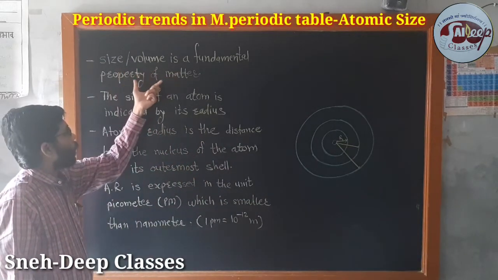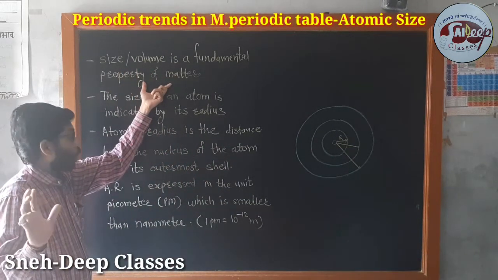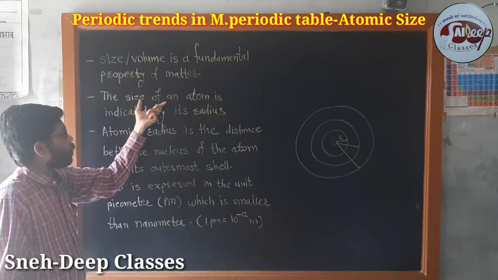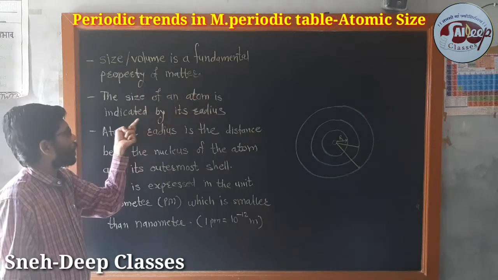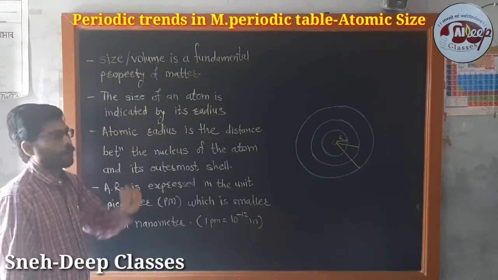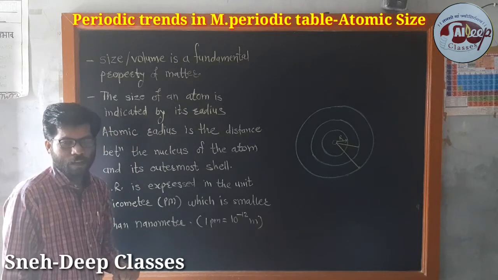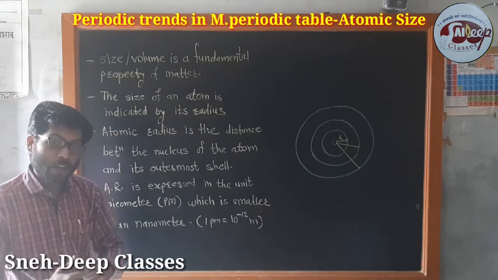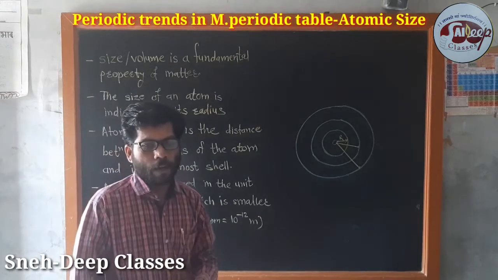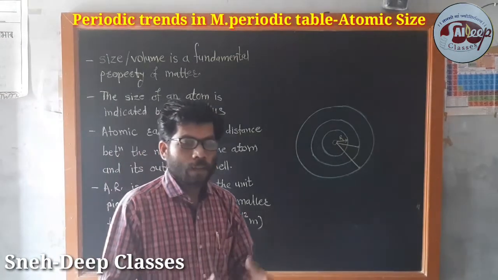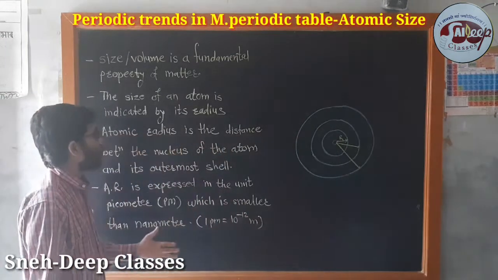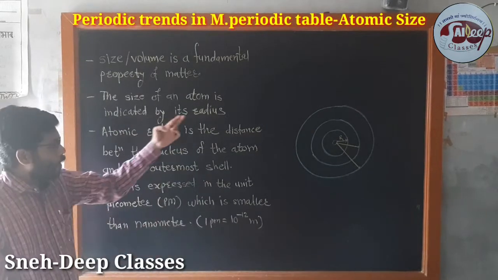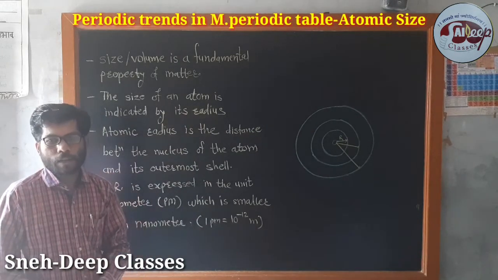Size or volume is the fundamental property of matter, and second, the size of an atom is indicated by its radius. Listen carefully. Size is the fundamental property of matter, and this size is indicated by its radius.